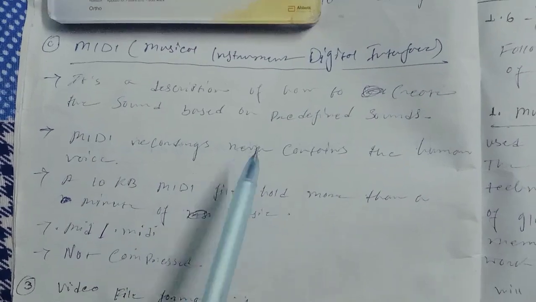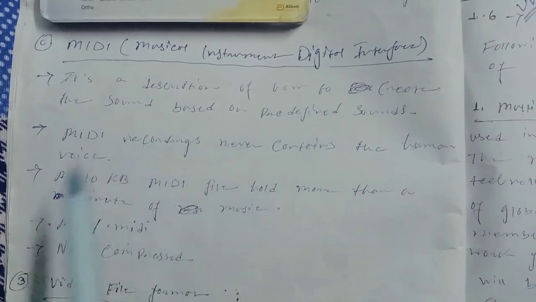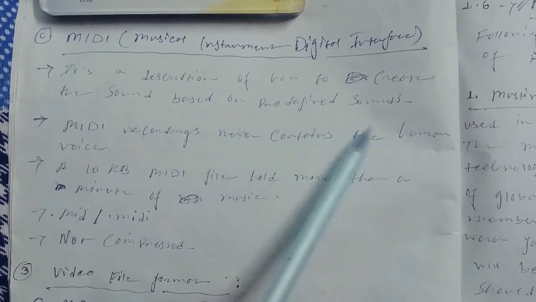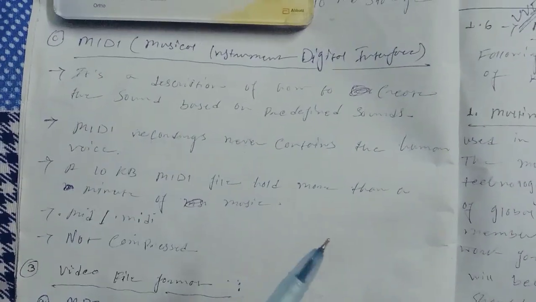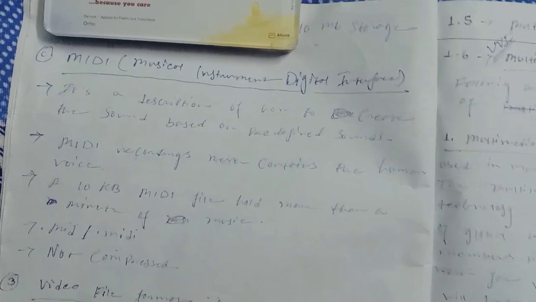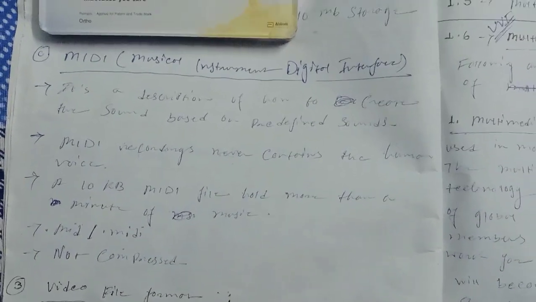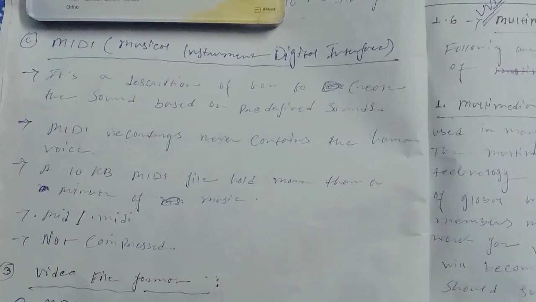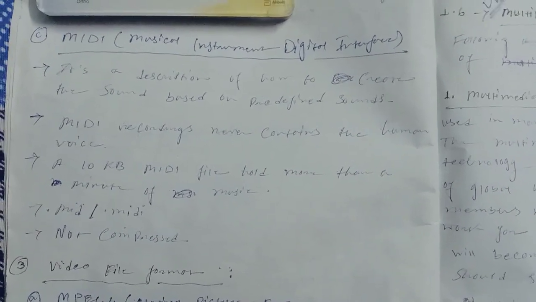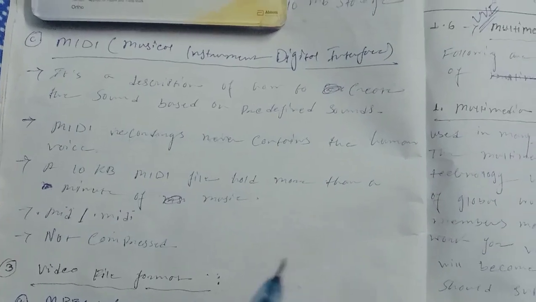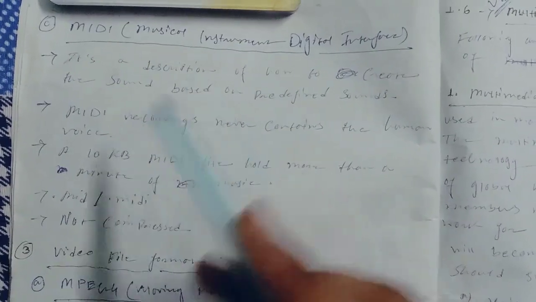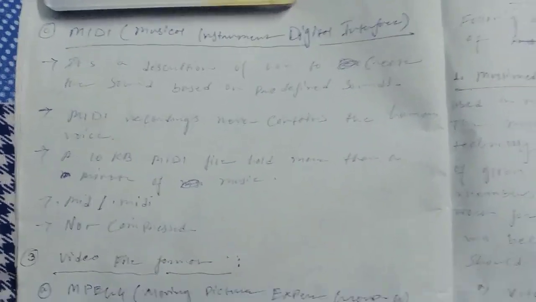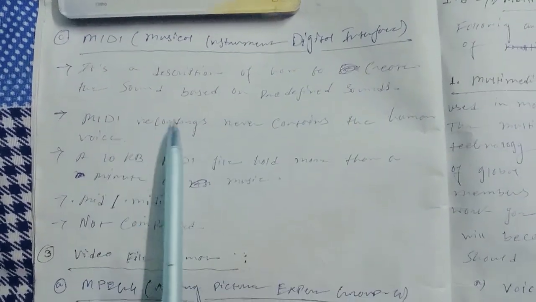Then we have MIDI. MIDI is musical instrument digital interface. It's a description of how to create a sound based on predefined sounds. If you have ever used musical instrument applications in Play Store, there are many applications with a drum, guitar, and all this. You will see virtual instruments on your screen, and that is MIDI.